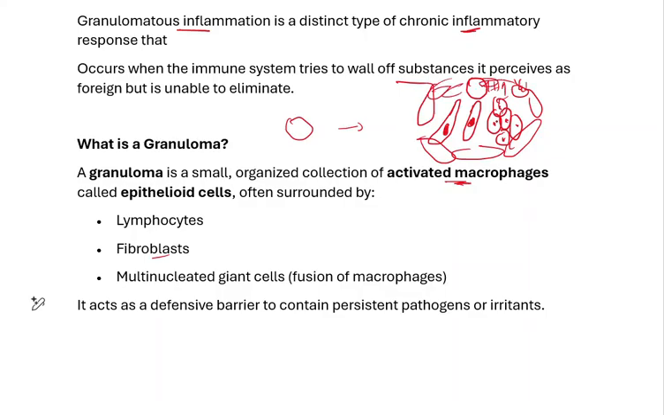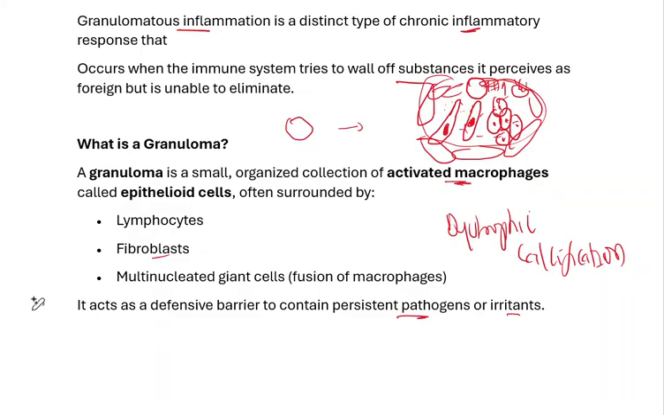And of course, as this continues to go on, because it's a form of necrosis, and with the chronicity, calcium could deposit there. That could lead to a form of dystrophic calcification, whereby there's deposition of calcium in a necrotic tissue. And that's what we see with granuloma. And like we mentioned earlier, it's a defensive barrier to contain a persistent pathogen or irritant.